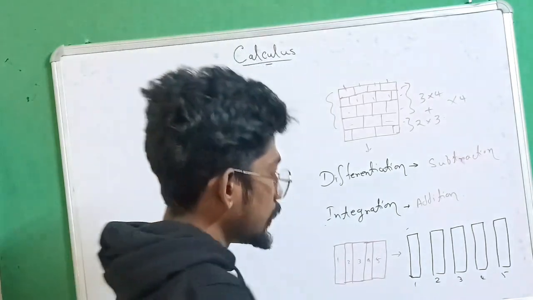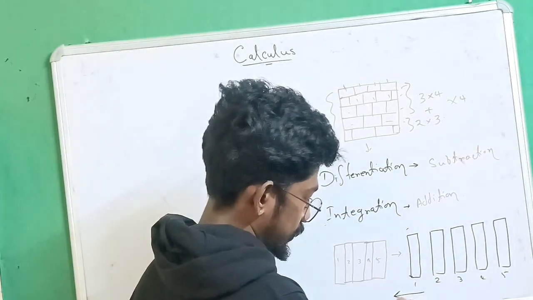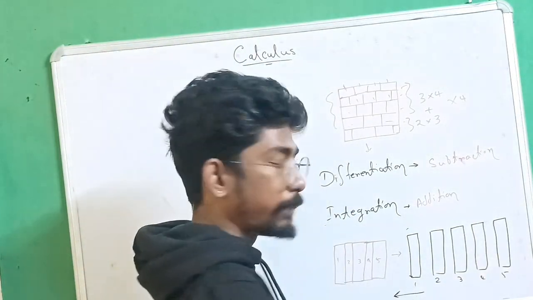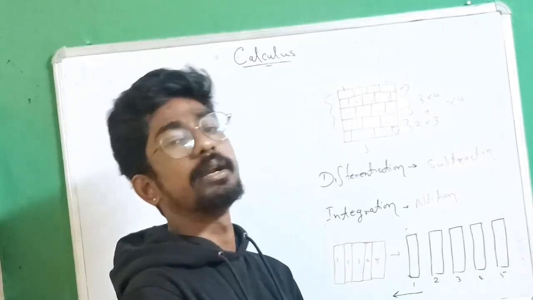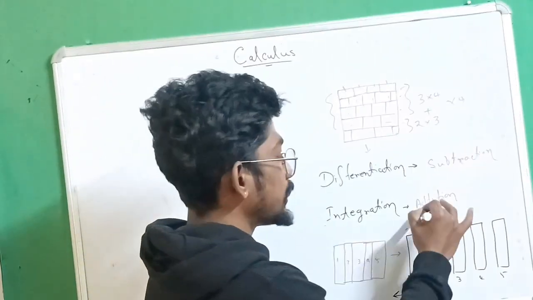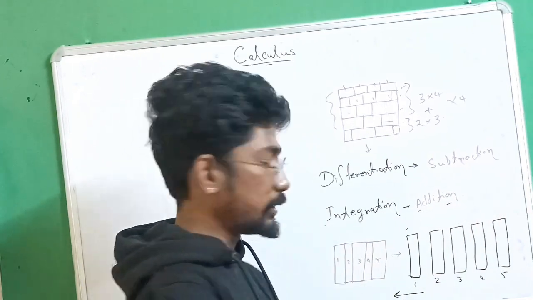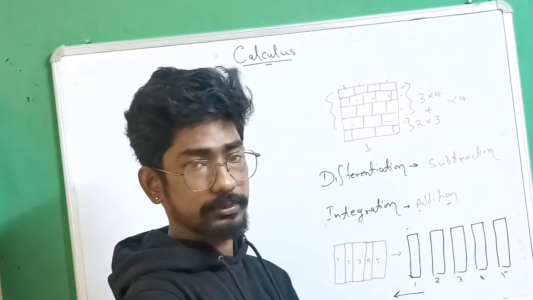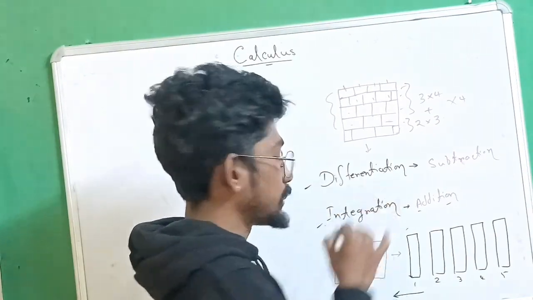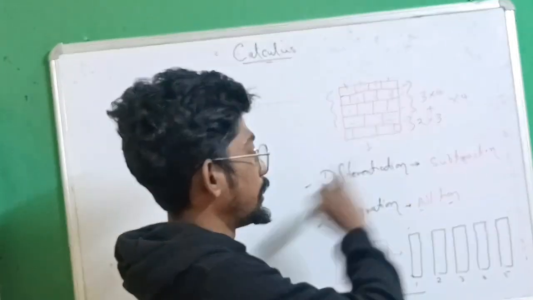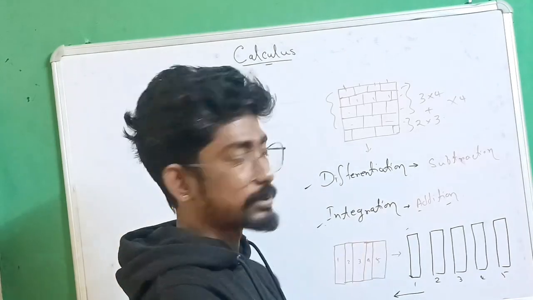Integration is the reverse process. Here you have 5 piles. Now add all of them and you will get this. This is called integration. That means integration is nothing but addition. So I think I have somewhat proven why the comment I made earlier is true: differentiation is subtraction and integration is addition.